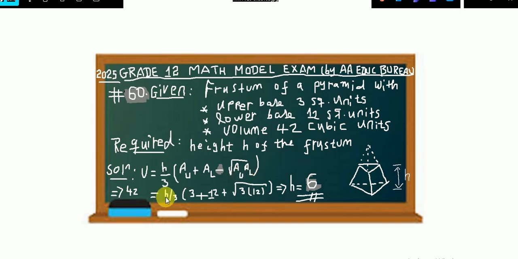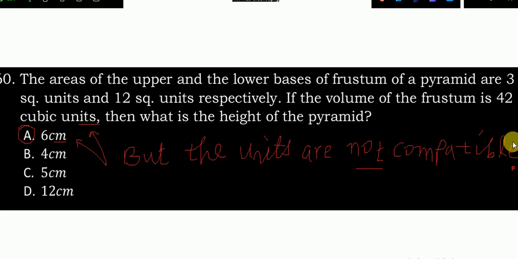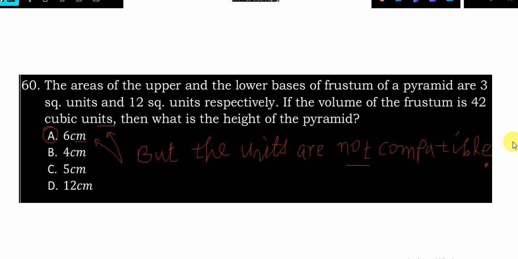In our case, we are given the volume to be 42, we are asked h. Upper base is given to be 3, lower base is given to be 12, then we have plus the square root of 3 times 12, that is 6. So we have 3 plus 12, 15, plus 6 is 21, over 3 is 7, h is equal to 42. From that we get h is 42 over 7, which is 6. So the answer is A. And this is the end of the video.